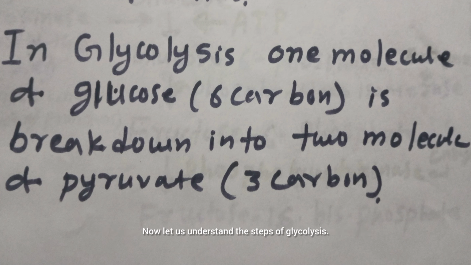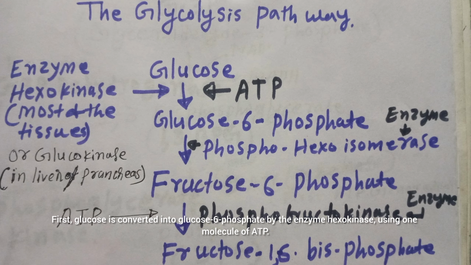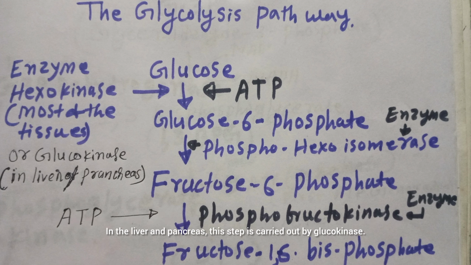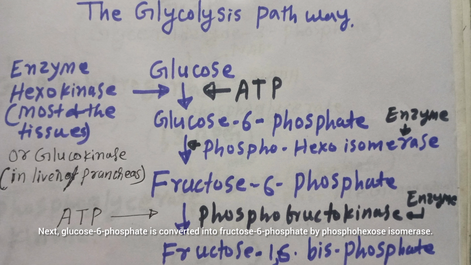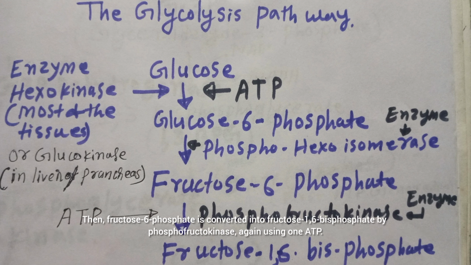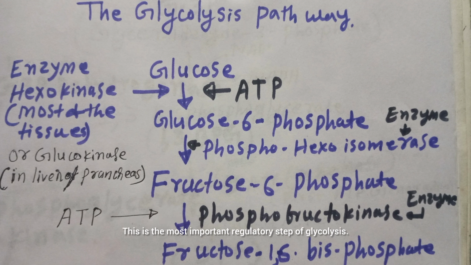Now let us understand the steps of glycolysis. First, glucose is converted into glucose 6-phosphate by the enzyme hexokinase, using one molecule of ATP. In the liver and pancreas, this step is carried out by glucokinase. Next, glucose 6-phosphate is converted into fructose 6-phosphate by phosphohexose isomerase. Then fructose 6-phosphate is converted into fructose 1,6-bisphosphate by phosphofructokinase, again using one ATP. This is the most important regulatory step of glycolysis.